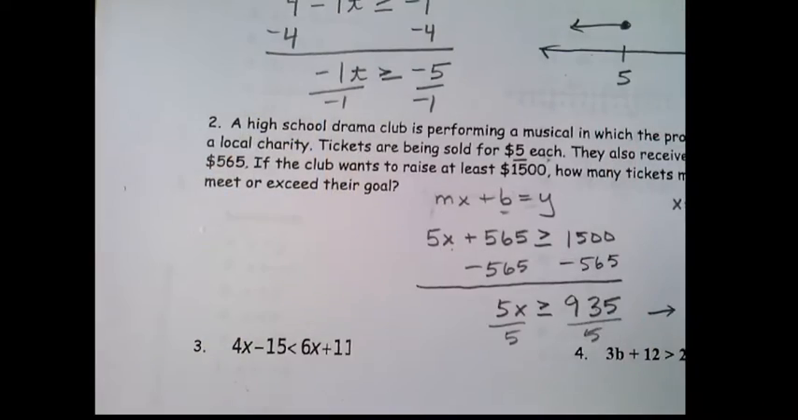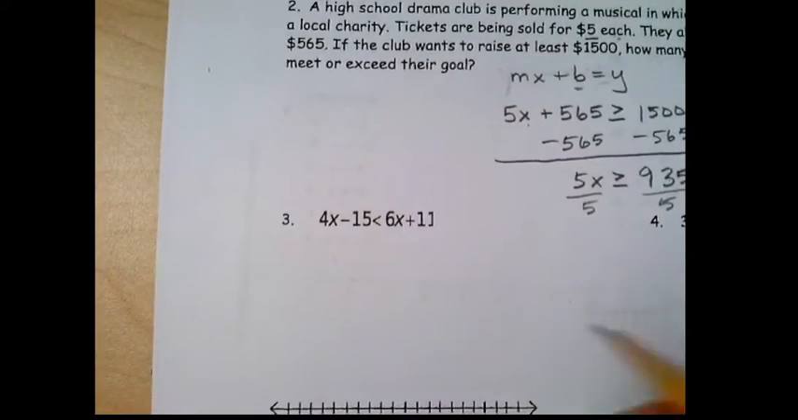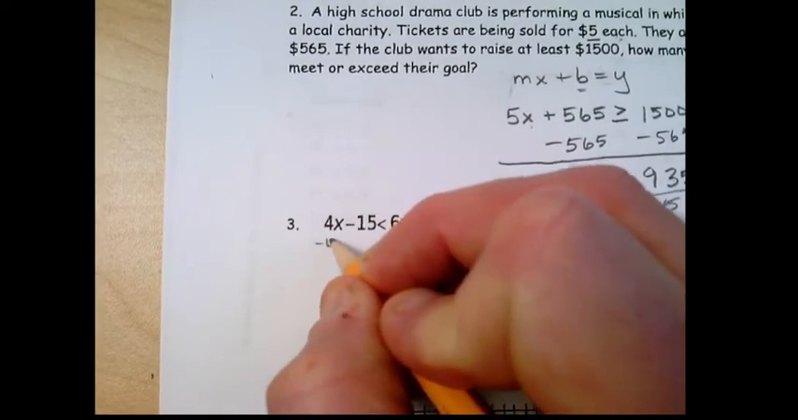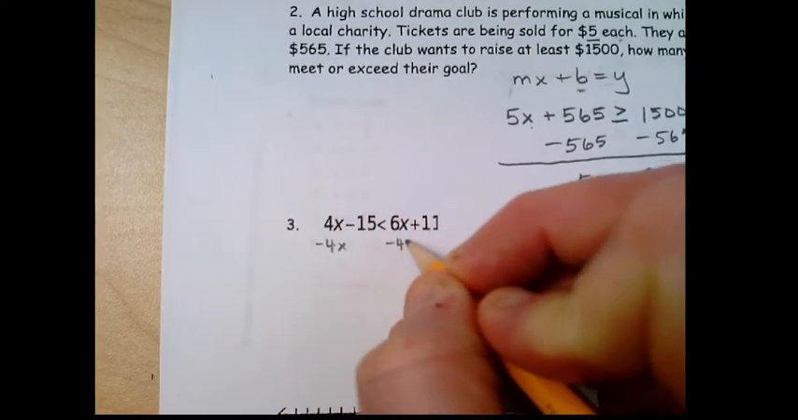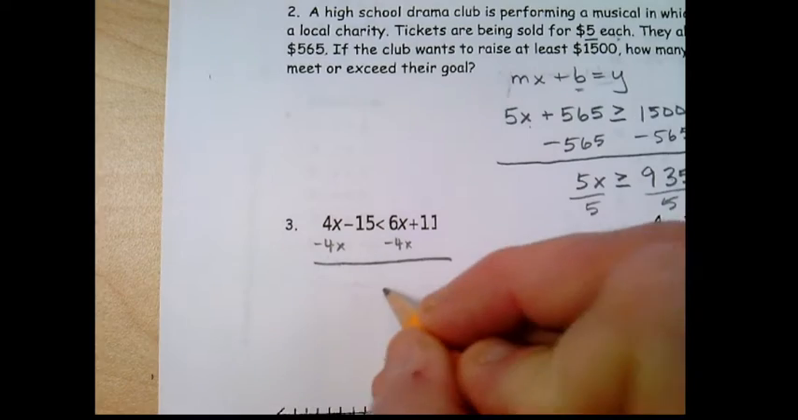All right. So for me, if I'm going to go ahead and solve for x here, I'm probably going to go ahead and subtract 4x from both sides to get the x's to one side.